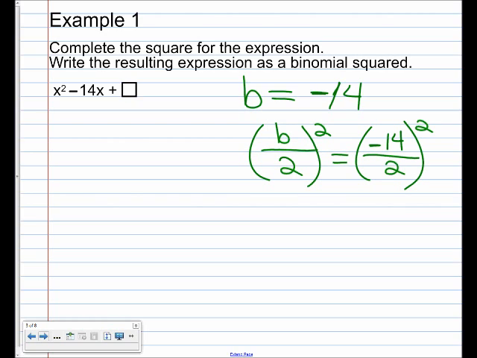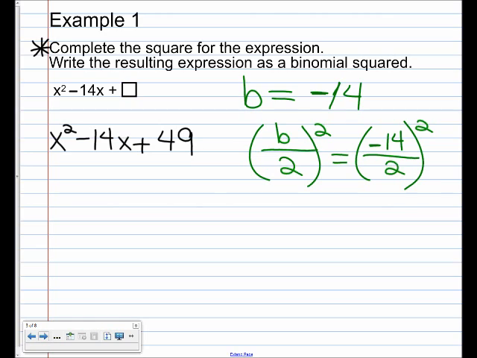All right, so go ahead, quickly think. Negative 14 divided by 2, that's negative 7. And then anytime you square something, even if it's negative, it's going to be positive. So my number here that I'm going to add to complete the square is going to be 49. So plus 49. So that's what is replacing that box. So that is how I complete the square.